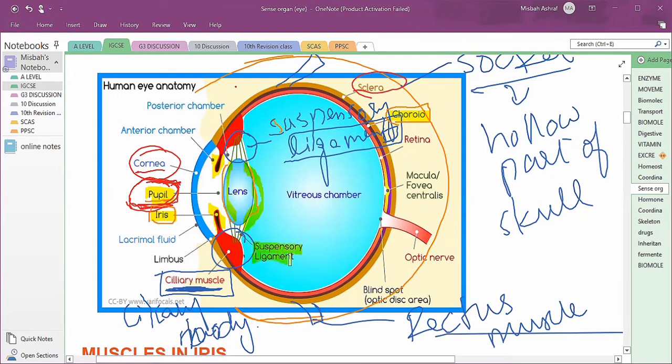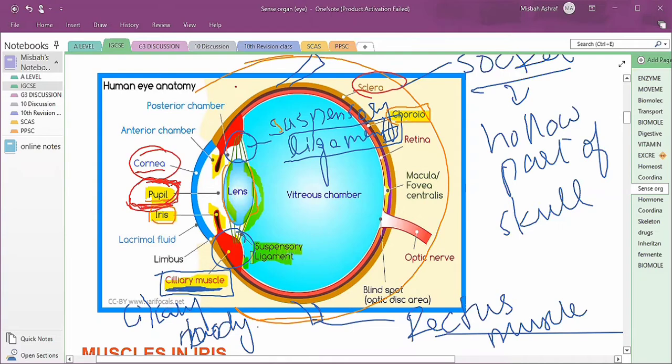These are the suspensory ligaments which are shown green here. These suspensory ligaments are connecting the lens to the ciliary muscles. These are the type of muscles which are present in the ciliary body. This red part, it is not being highlighted here. This part is the ciliary body, and inside the ciliary body there are muscles present which are the ciliary muscles, and this lens is attached to these muscles with the help of these ligaments.